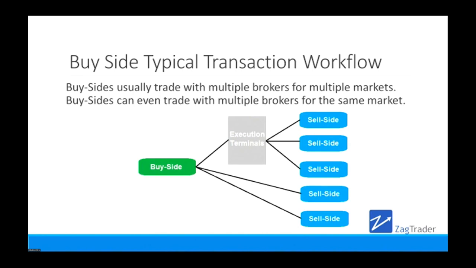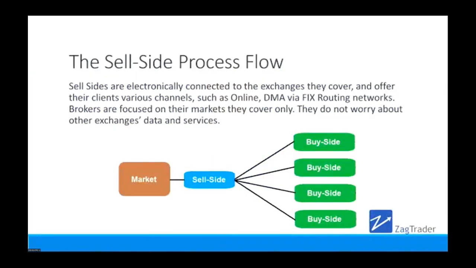Okay, go to slide 8. So look at the flow for the sell side. So the sell sides are electronically connected to exchanges they cover. They offer their clients various channels such as online, DMA, via fixed routing networks. Brokers are focused on the market they cover only. They do not worry about the exchanges and data.